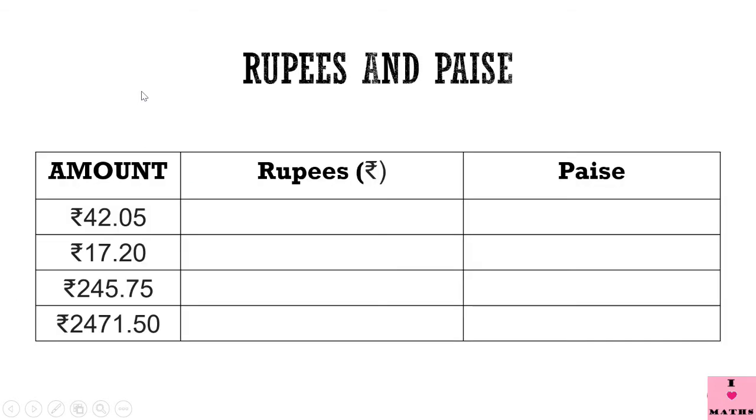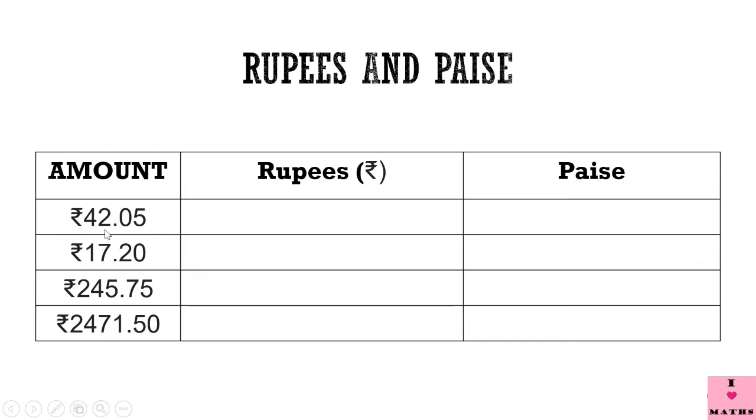Okay, let's see if it is written on any article that it costs rupees 42.05. This means the cost is rupees 42 and 5 paise. Beta, this is the way to write the amount in rupees and paise. Rupees are written before the point or on the left side of the point.